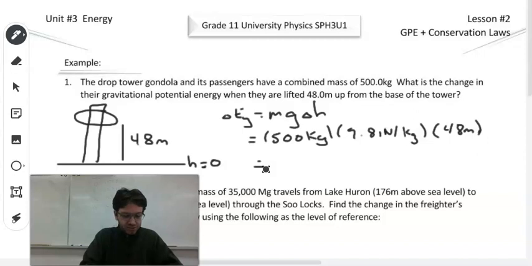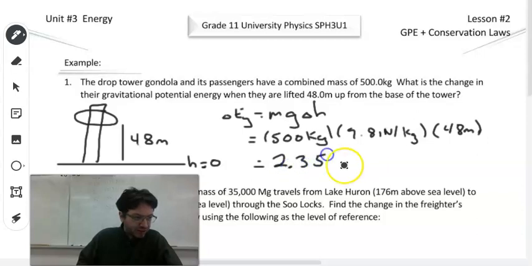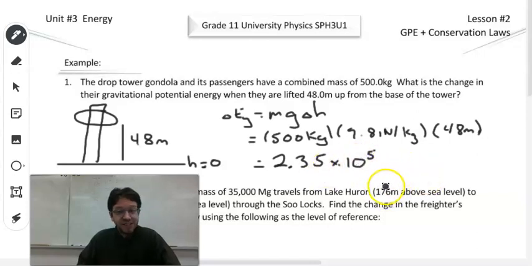Okay, so that's going to equal 500 times 9.81 times 48. All right, you have 235,440. So I'm going to round this off to 3 significant digits and put it in scientific notation. So 2.35 times 10 to the power of 5. And the units, just like work and kinetic energies, gravitational potential energy is energy, so the units are joules.